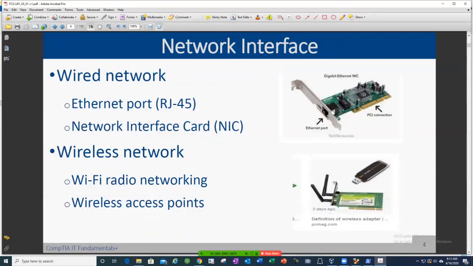So the wired network has an Ethernet port, which is referred to as RJ45, which is this component over here. It looks like a telephone port, but this is a little bit bigger. The traditional telephone port is referred to as RJ11. And again, this is referred to as a NIC, or a network interface card.